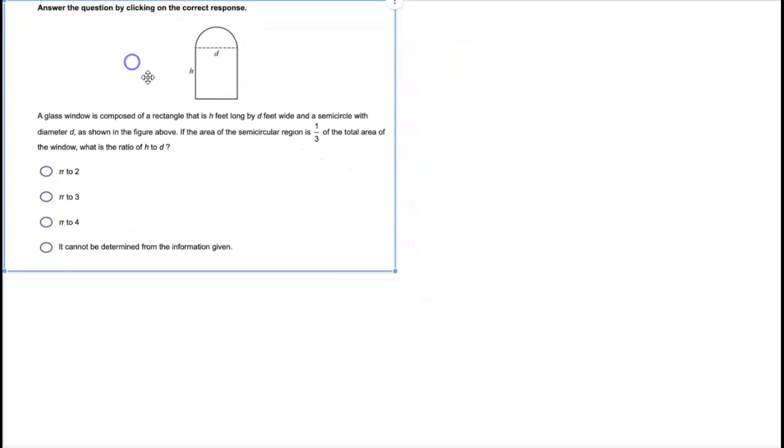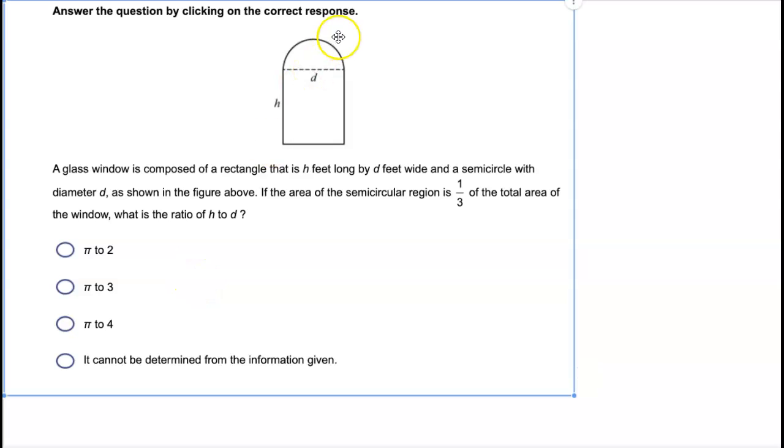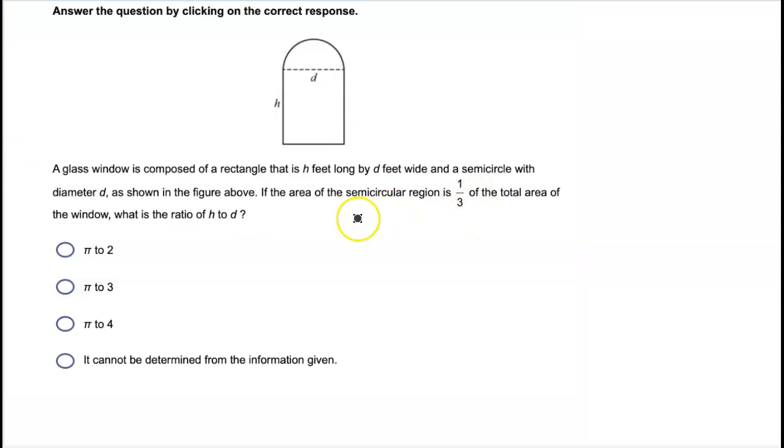All right, let's do some fast talk on some random Praxis questions. Right here, we need to focus on the fact that the semicircular region is 1/3 of the total area. That means the semicircular region is 1/2 of the remainder, right? A third here, a third here, and a third here, so it's 1/2.